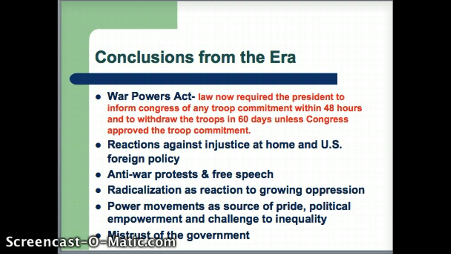You need to know this. Very important. Highlight, star, box, circle, whatever. The War Powers Act is a direct result of the Vietnam War. This is the law that now required the president to inform Congress of any troops that were going to be committed within 48 hours and to withdraw the troops in 60 days unless Congress has approved the troop commitment. Also, the War Powers Act of 1973 was passed by Congress as a response to the United States' involvement in the Vietnam War. Those are big, important things that you really need to know about that.